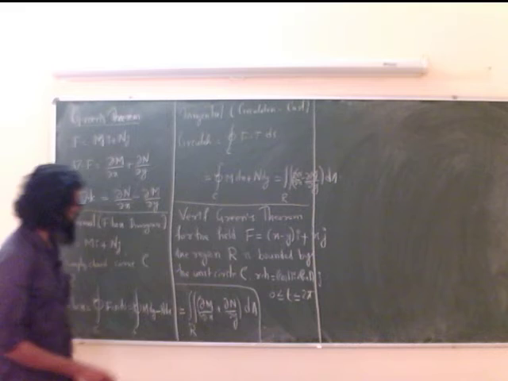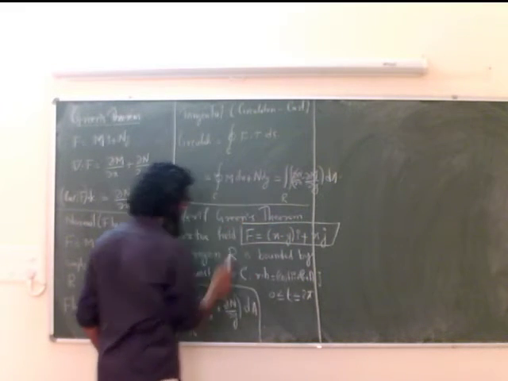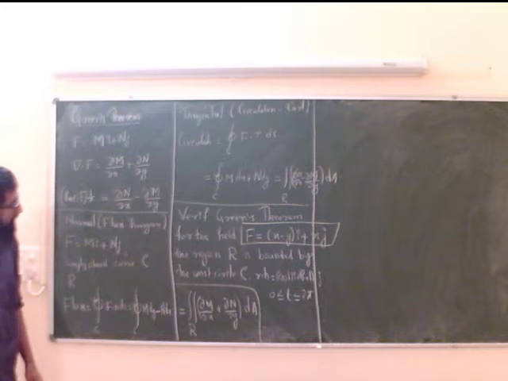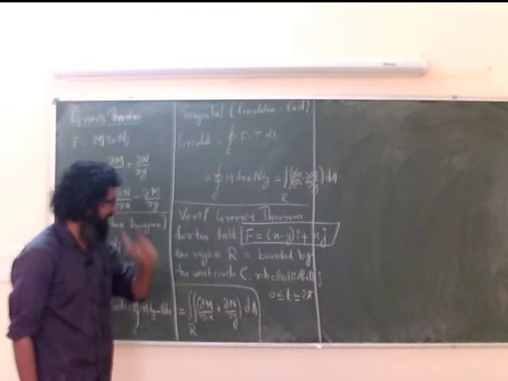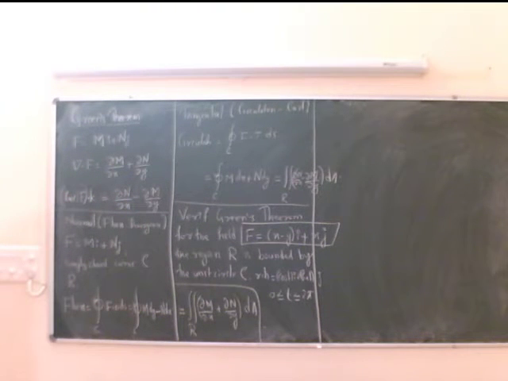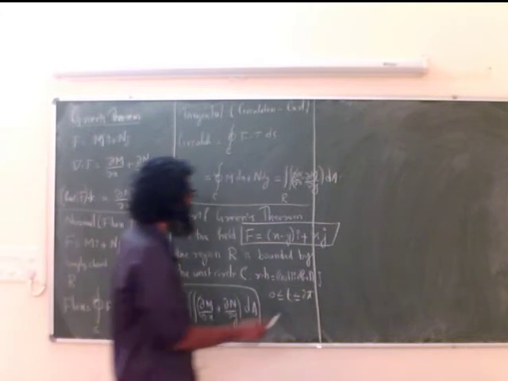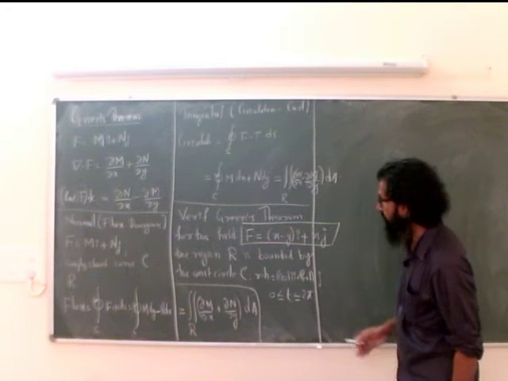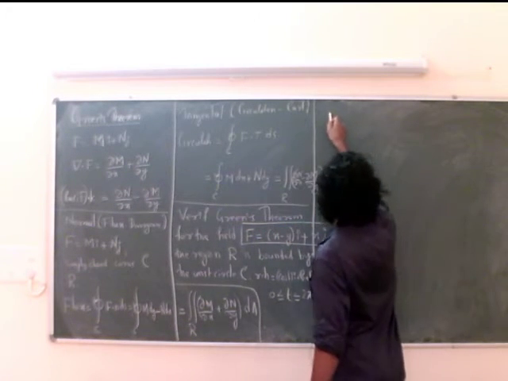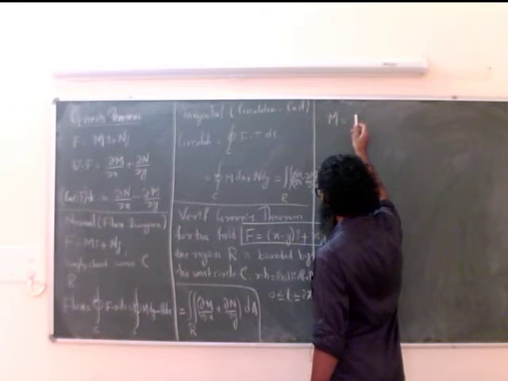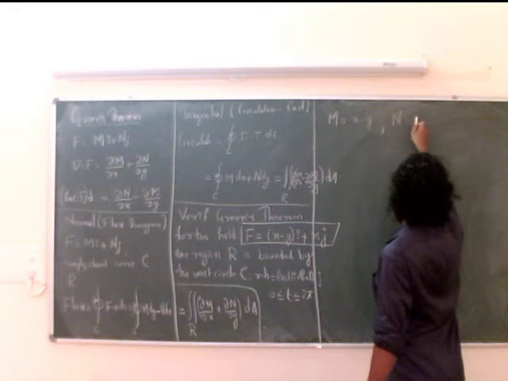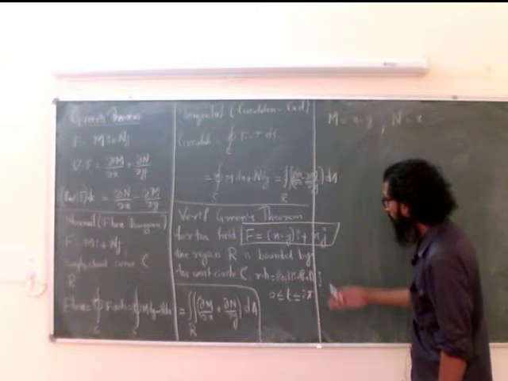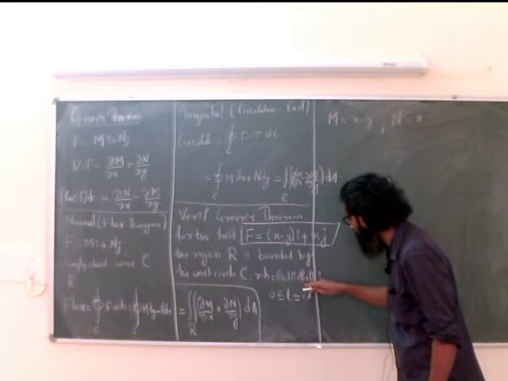So I have to verify Green's theorem for the field F is equal to (x minus y) i plus x j along the curve C, which is a unit circle in the two-dimensional plane, parameterized by cos t i plus sin t j, 0 less than or equal to t less than or equal to 2 pi. So first let's go for the normal form. Comparing with the standard form of a two-dimensional vector field, in my problem I have M is equal to x minus y and N is equal to x. So along C my x is cos t and y is sin t.